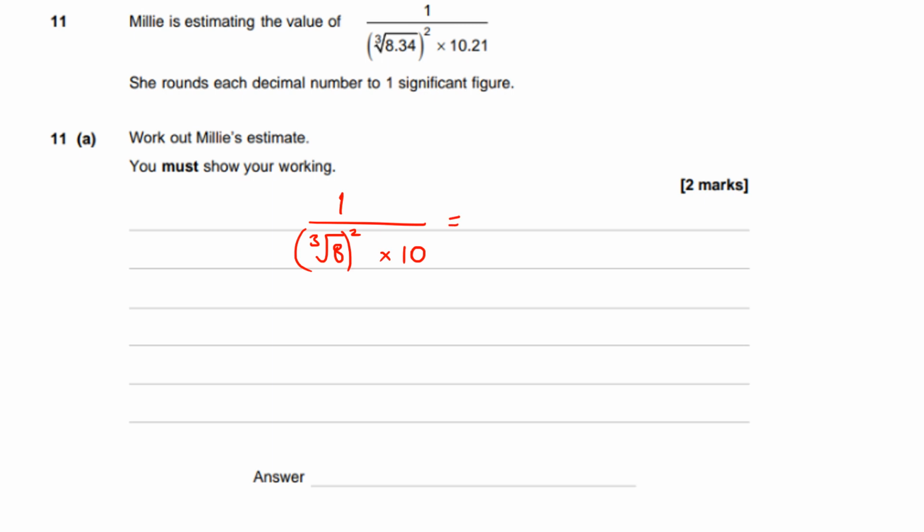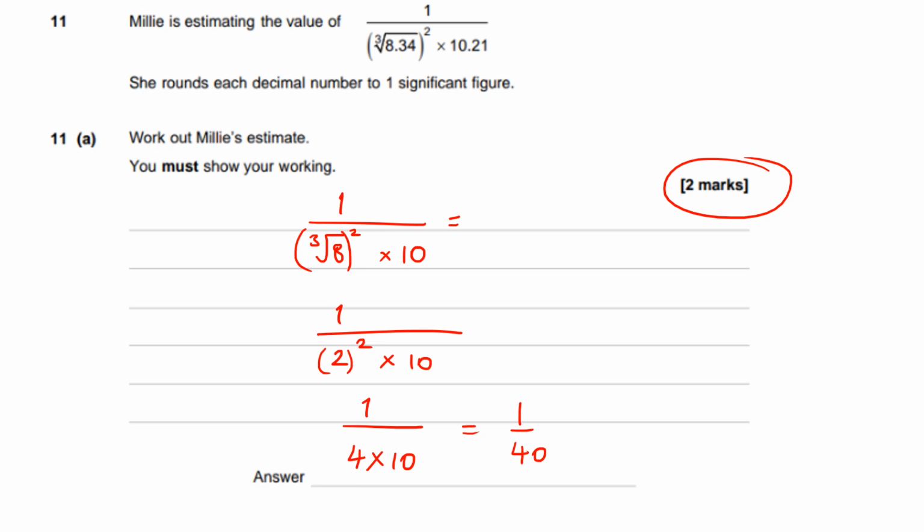Cube root of 8 is going to give you 2, and that needs to be squared. Because 2 times 2 times 2 is going to be 8. And then we are going to square the 2, so that's going to give you 4. 1 out of 4 times 10 is going to be 1 out of 40. And that's how we get full marks from this question.